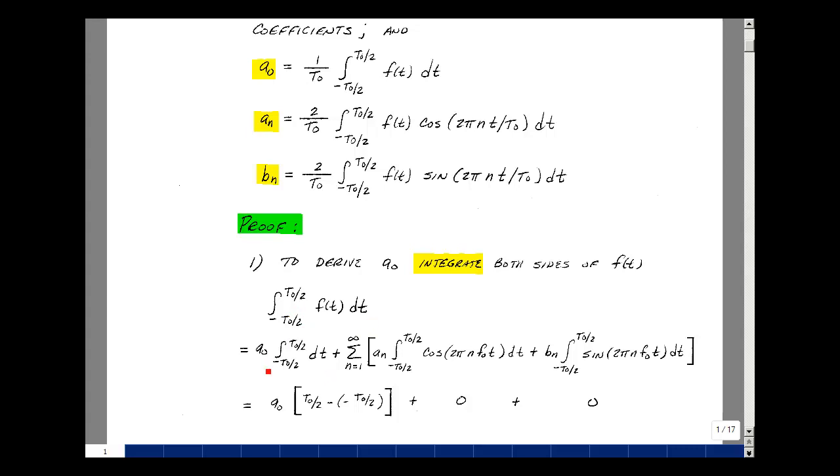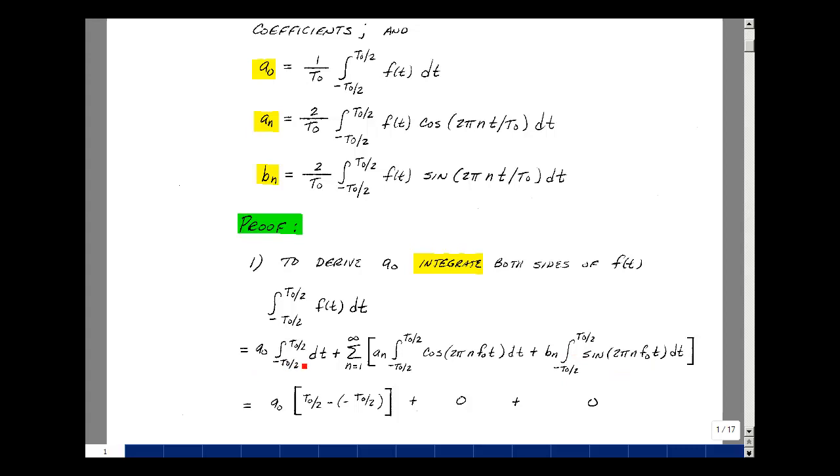The first term is a0, but that's just a constant, so we can pull it out in front, and take the integral from minus t0 over 2 to t0 over 2 of just 1 dt. And then we'll take the integral of the sum, but the integral of the sum is the sum of the integrals, so we can bring that integral inside. Coefficients are just constants, so we're going to pull that out. And I've got the integral from minus t0 over 2 to t0 over 2 of the cosine of 2 pi n f naught t dt, plus pull out the b sub n, and then the integral from minus t0 over 2 to t0 over 2 of the sine of 2 pi n f naught t dt.